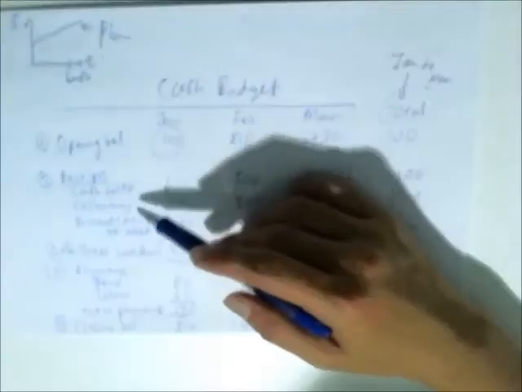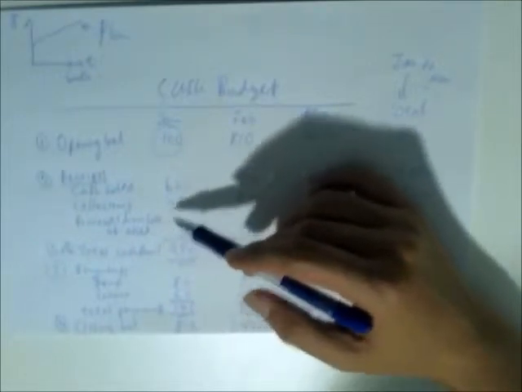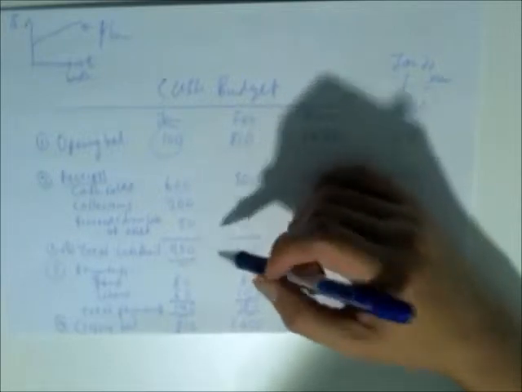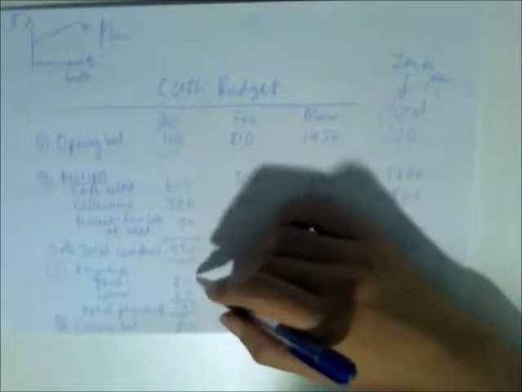So what makes up the receipts? Receipts typically will be made up of cash sales, collections, and any proceeds from sale of assets or other collections. The sum of 1 and the items in 2 gets you the total cash available. And what about payments?